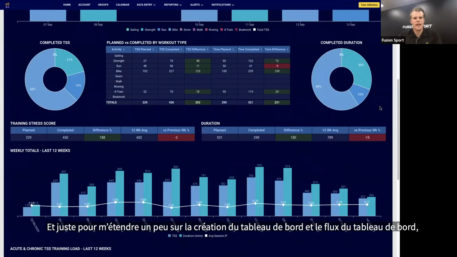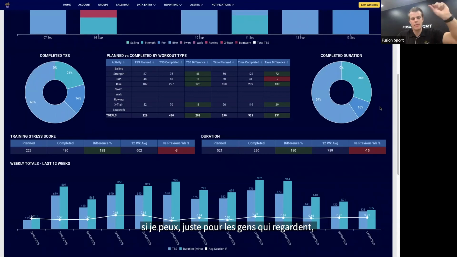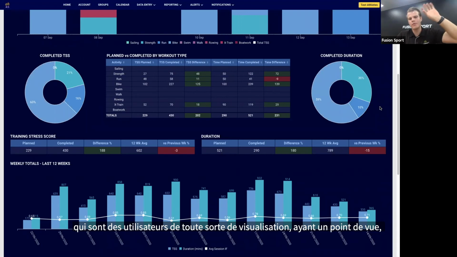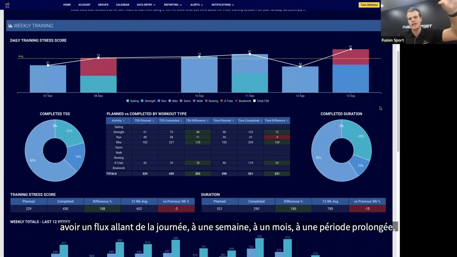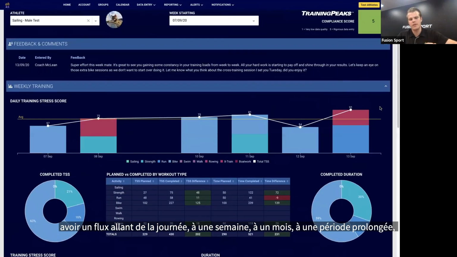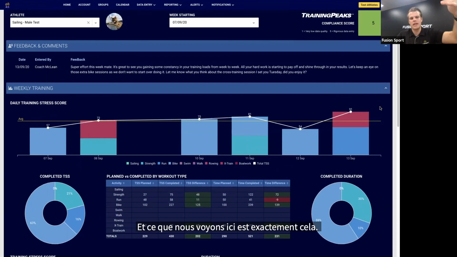And just to geek out a little bit on the dashboard creation and dashboard flow, if I can, just for people that are watching that are users of any sort of visualization suite, having a viewpoint, and Owen, please back me up or tell me I'm wrong here. Having a flow from whether it's a day to a week to a month to an extended period of time like 12 weeks is really important, especially for the viewers. And what we're seeing here is exactly that.